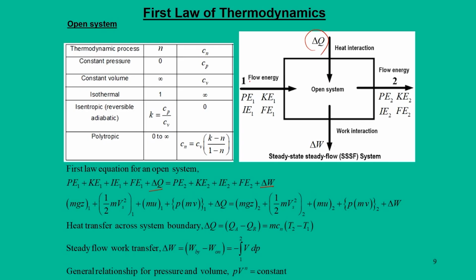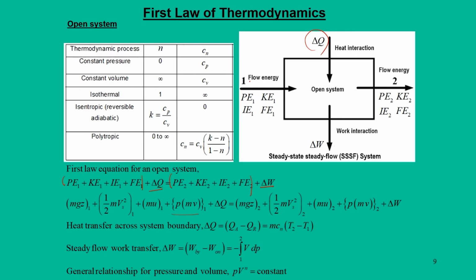Apart from that, what is entering through state 1 is a combination of PE1, KE1, IE1 and FE1. Similarly, what goes out is PE2, KE2, IE2 and FE2. So, these are the things that go out. Now, individually we can interpret: potential energy is mgz, kinetic energy is half mv squared, and internal energy is the mass times its small u, and flow work is interpreted as pressure times its specific volume or volume. So, it is PV1.